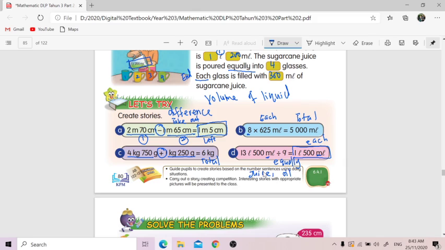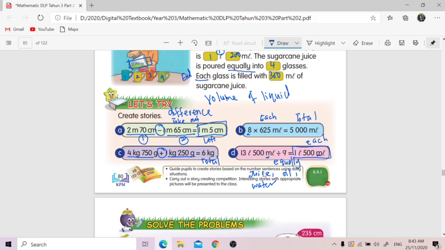Okay, oil. Okay, what else? In the form of liquid. Yeah, so water. Okay, so whatever is related to it makes logic, you can create stories.